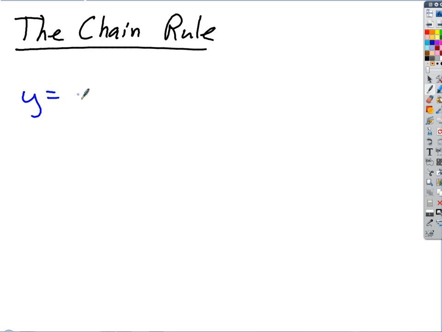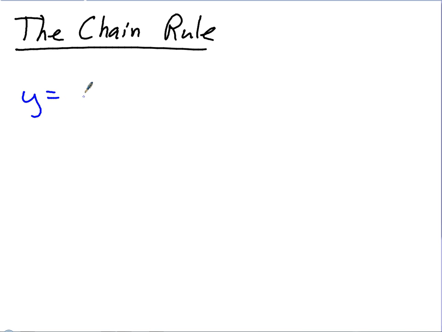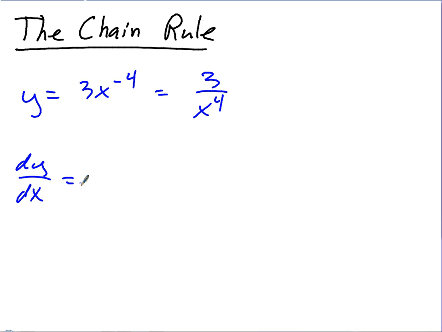If y equals, say, 3x to the negative 4, which would be the same thing as 3 over x to the 4th, we can find dy dx, right? What's our trick? We're gonna rewrite it in this form. We write it as a power, and then we differentiate using the power rule, right? So what would I do here?